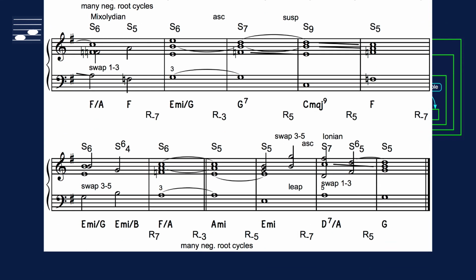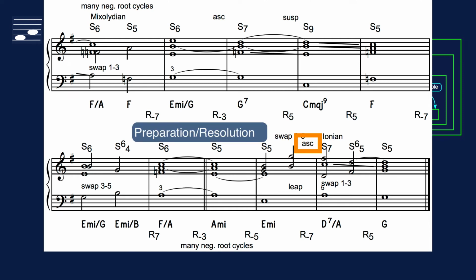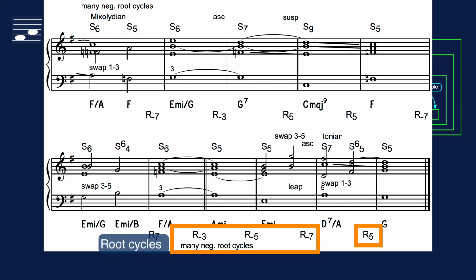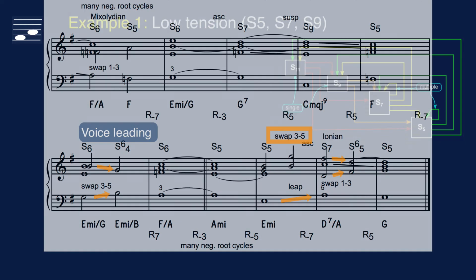The same aspects are marked for the final 6 measures, that contain one more dissonant chord, ascending stepwise preparation, proper resolution, and another series of negative root cycles, before closing with a dominant tonic cadence. Here's the chord progression played as sustained notes.